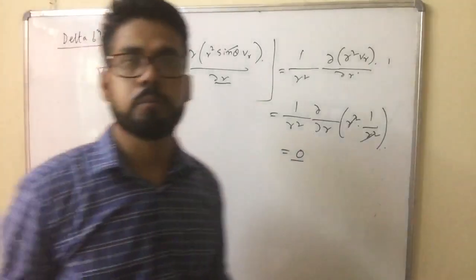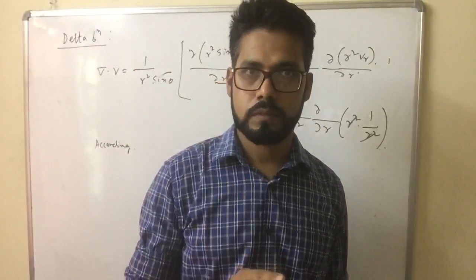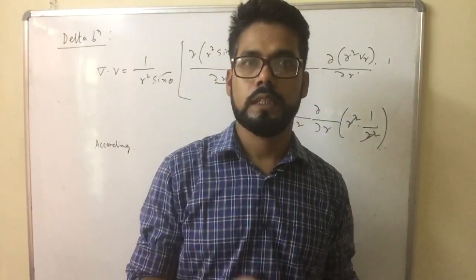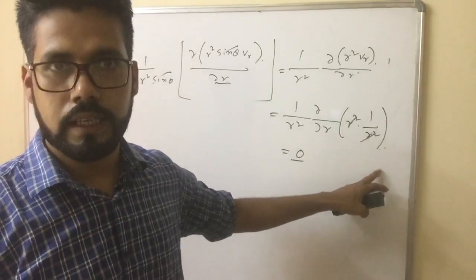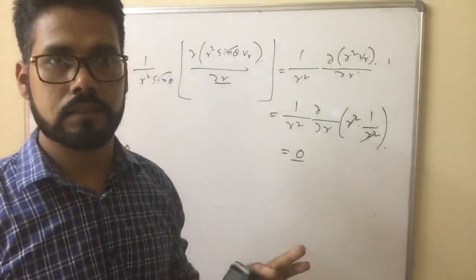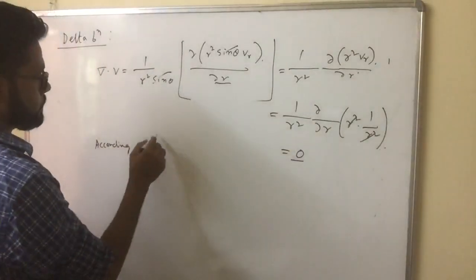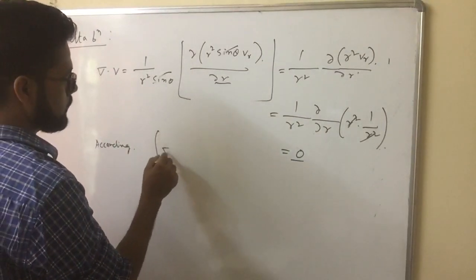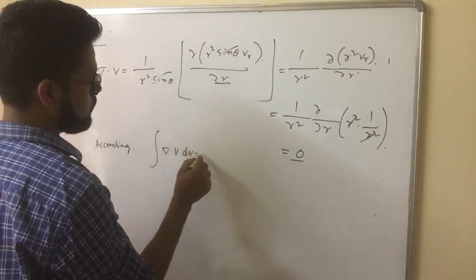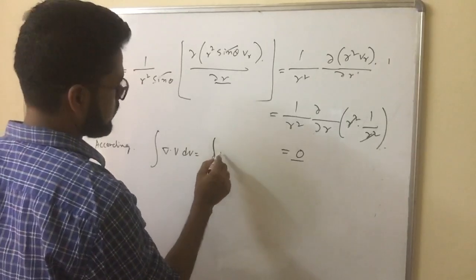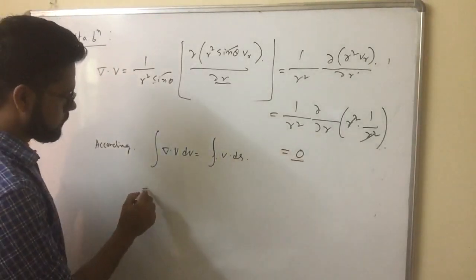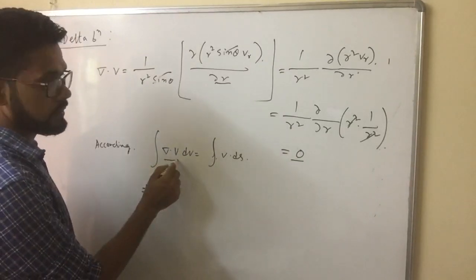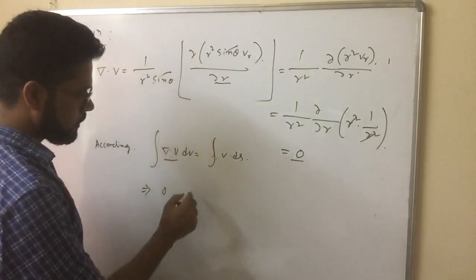Why the delta function is important, that's what I am going to tell you. I am taking one example in the spherical coordinate system, V(r) equal to 1 by r square, and then I want to establish a relation. According to the divergence theorem, the volume integral of divergence of V dV equals the surface integral of V dot dS. And this left-hand side is 0, because the divergence of V is 0. What about the right-hand side?